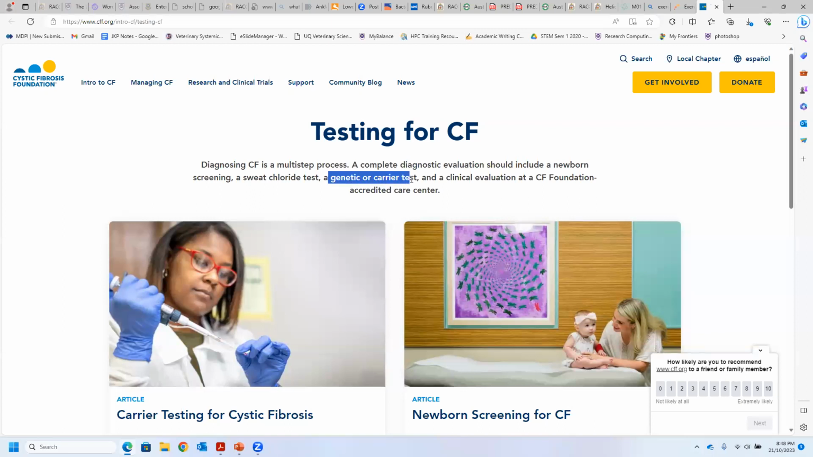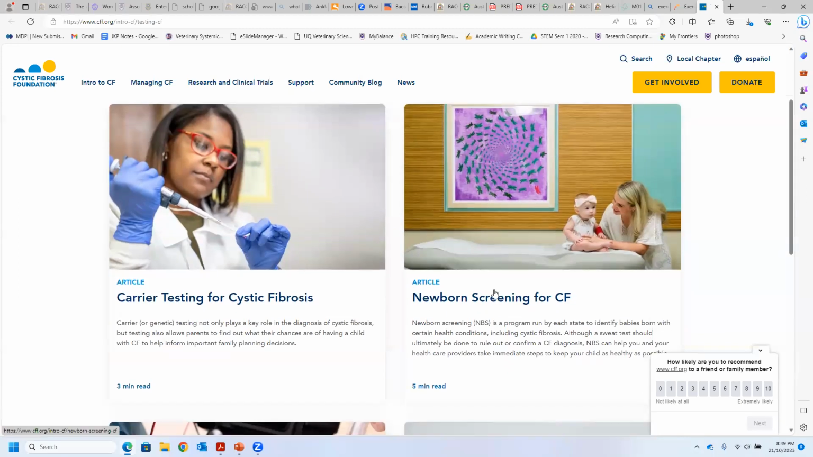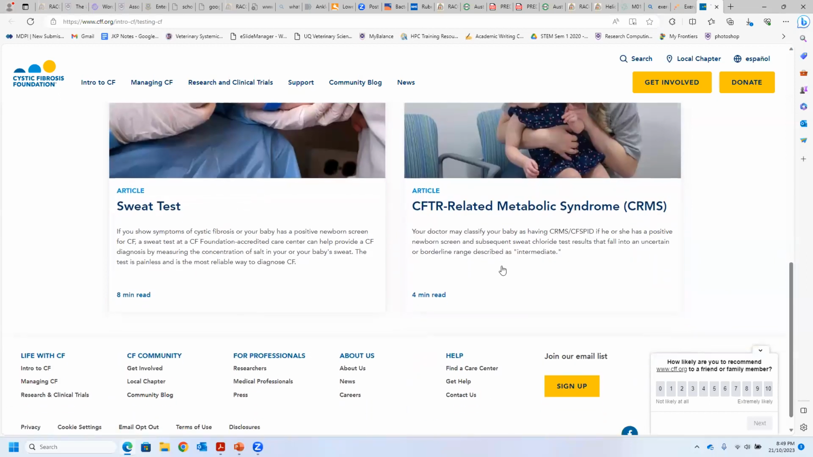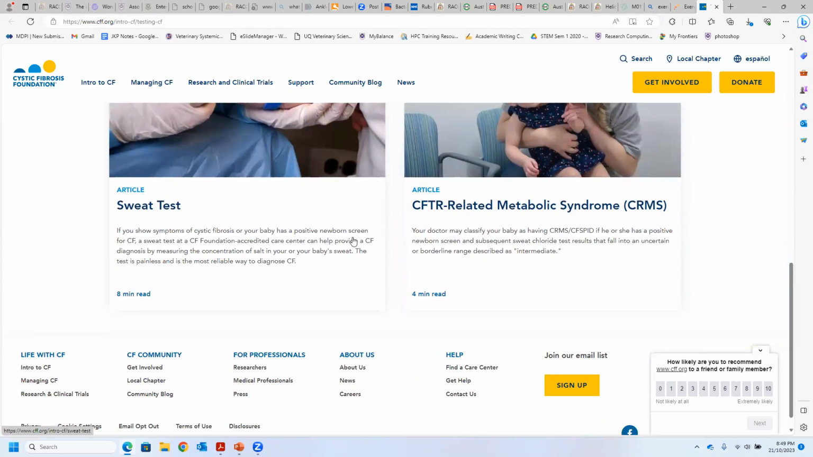If it is positive, then we suspect that the patient has cystic fibrosis. Then we refer the patient to the specialist, and they can order a genetic or carrier test, and a clinical evaluation can be done at the cystic fibrosis center. There is a whole community where they do all of this for the patients. So this is the main thing.